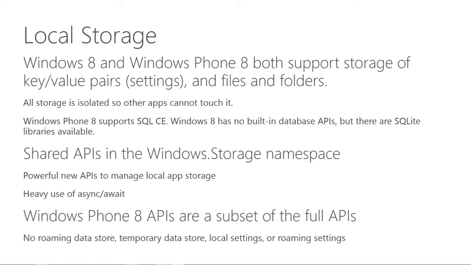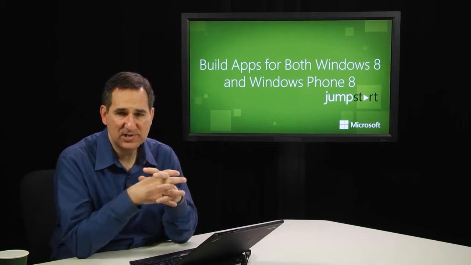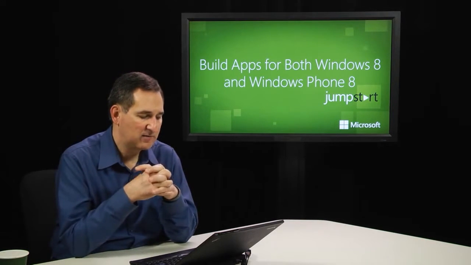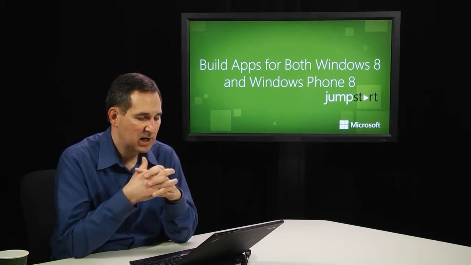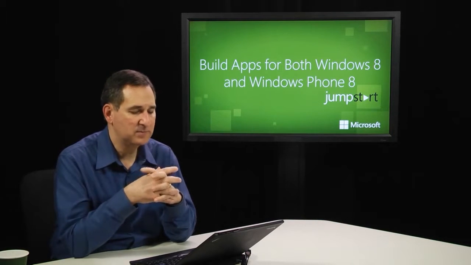There are shared APIs in the Windows.Storage namespace, and so by taking advantage of those, you can actually manage local app storage in a way that is portable between Windows Phone and Windows 8. And here you're using a lot of the async and await capabilities that were introduced with Windows 8. The Windows Phone APIs are a subset of the full APIs, and so not all of the Windows 8 Windows.Storage namespace, for instance, not all of those APIs are available. For instance, there is no roaming data store, temporary data store, local settings, and roaming settings. All of that stuff is not available to you on Windows Phone.